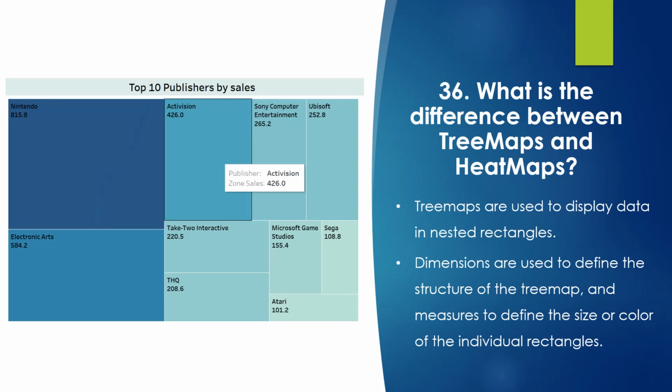Next, we have what is the difference between tree maps and heat maps. As you can see here in this image, we have a tree map that shows top 10 publishers by sales. So tree maps are used to display data in nested rectangles. Dimensions are used to define the structure of the tree map, and measures to define the size or color of the individual rectangles. So here we have our dimensions, and we have the measures. So we have the quantity, which defines the color and the size of the rectangle. The higher the size, the bigger the value, and the darker the color.